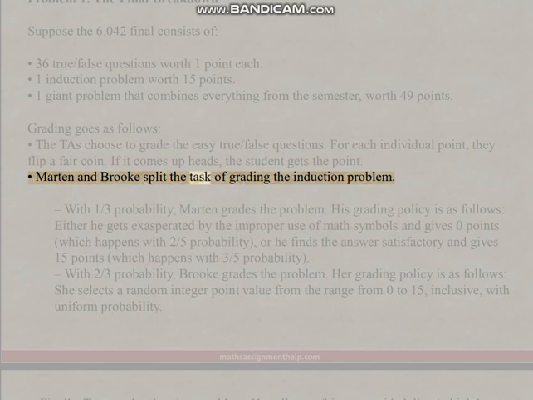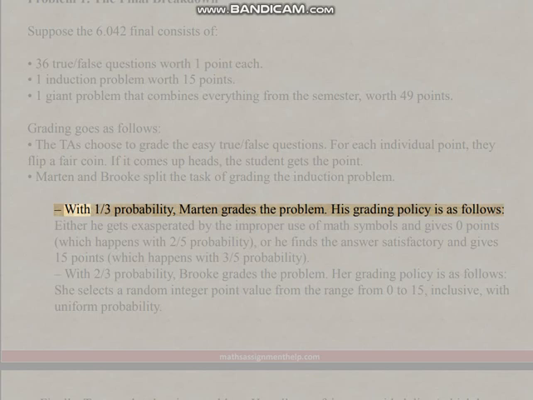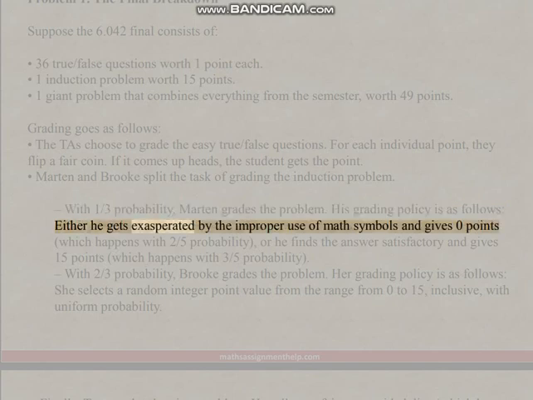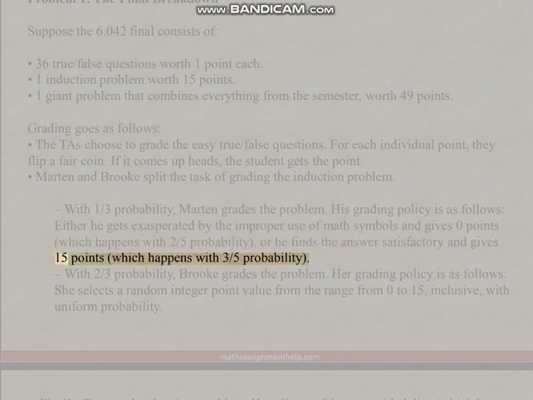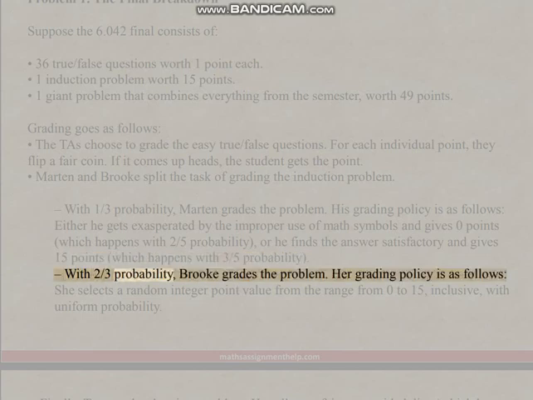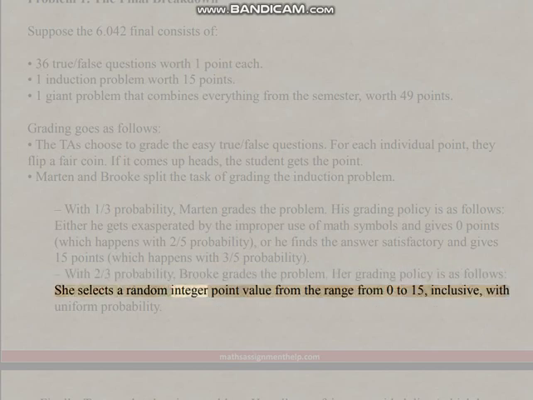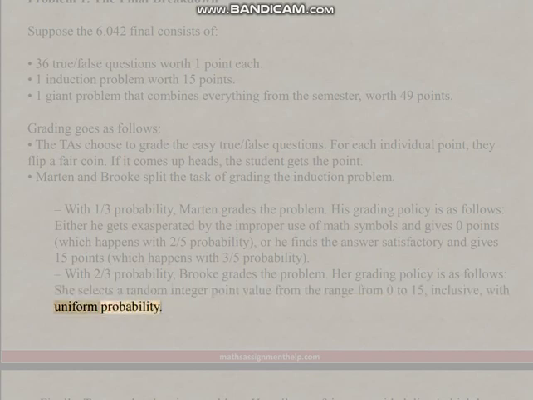Martin and Brooke split the task of grading the induction problem. With 1/3 probability, Martin grades the problem. His grading policy is as follows. Either he gets exasperated by the improper use of math symbols and gives 0 points, which happens with 2/5 probability, or he finds the answer satisfactory and gives 15 points, which happens with 3/5 probability. With 2/3 probability, Brooke grades the problem. Her grading policy is as follows. She selects a random integer point value from the range from 0 to 15, inclusive, with uniform probability.